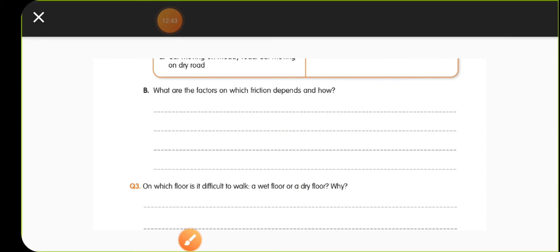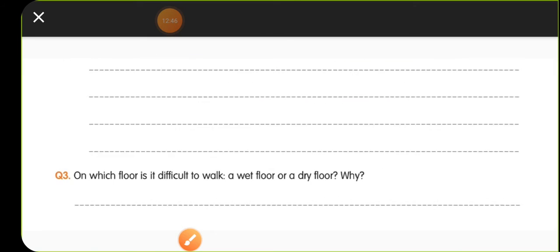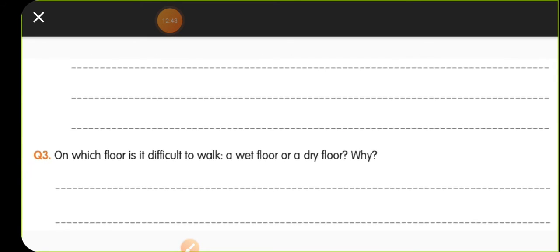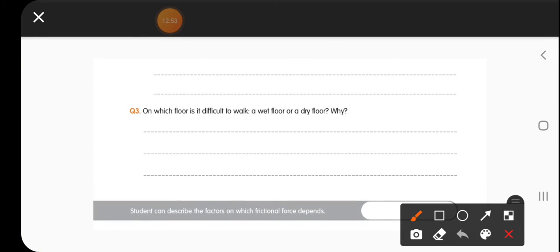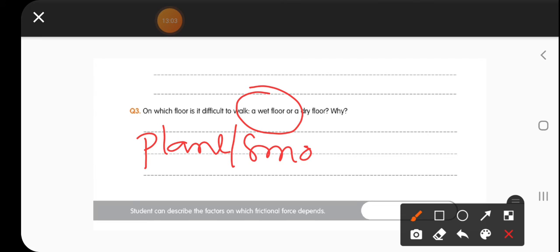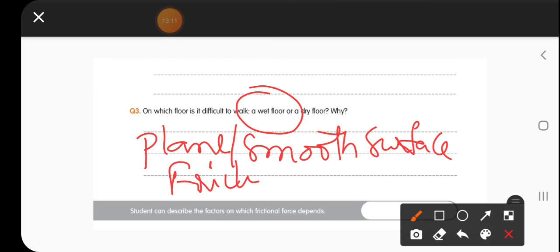Let us move to the next question. In this question, on which floor is it difficult to walk? A wet floor or a dry floor? Why? Tell me, on which floor is it difficult to walk? Yes, definitely. On a wet floor it is difficult to walk because the wet floor is acting as a plane or a smooth surface. So the frictional force is less here. As friction is less, we should walk cautiously on this wet floor.